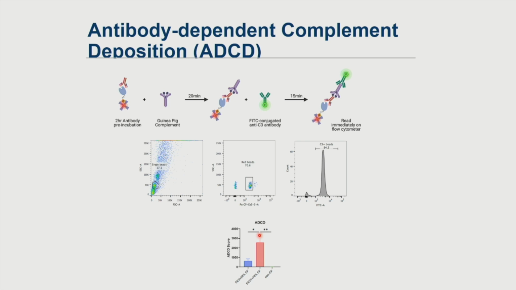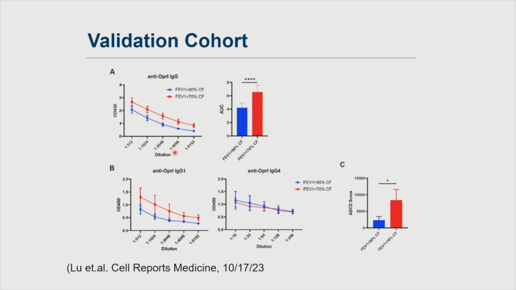So this was a discovery cohort that we used archived serum from the CF Foundation, and then we reached back out to them to get a validation cohort. And again, in this validation cohort, we found higher anti-OPRI IgG and IgG1, again associating with worse lung function. What's interesting is in the initial training cohort, we actually saw an increased IgG4 in patients with good lung function, but this did not replicate in the second cohort. But we thought that maybe in some patients that make a dominant IgG4 response to Pseudomonas, that may theoretically be protective.